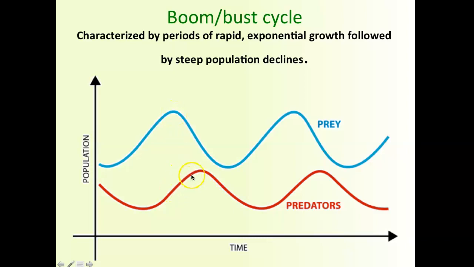These predators, when they reach their height, look what's happening to the prey. They're going to start coming down, right? And when they go down, the predators are eating them all, so they're going to go down too. And when they're down, the prey can recover. So this is a classic boom-bust cycle where the predator and prey will follow each other's boom and bust.